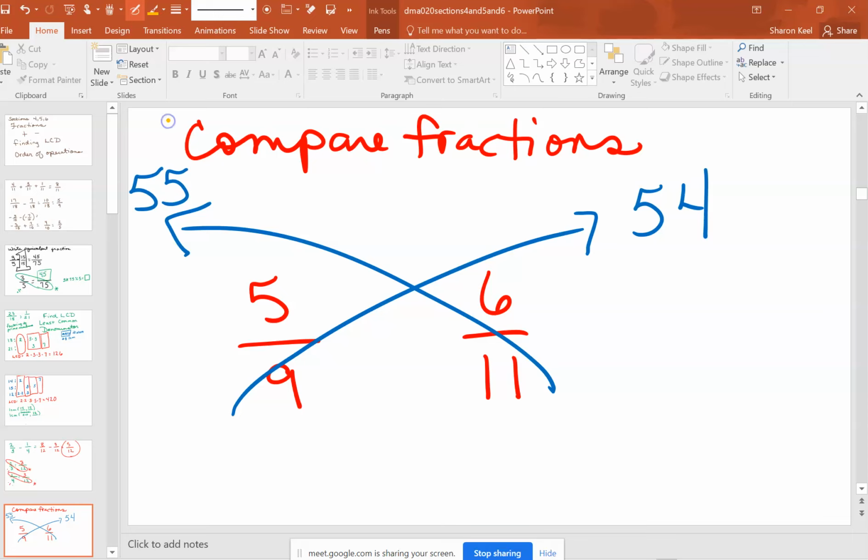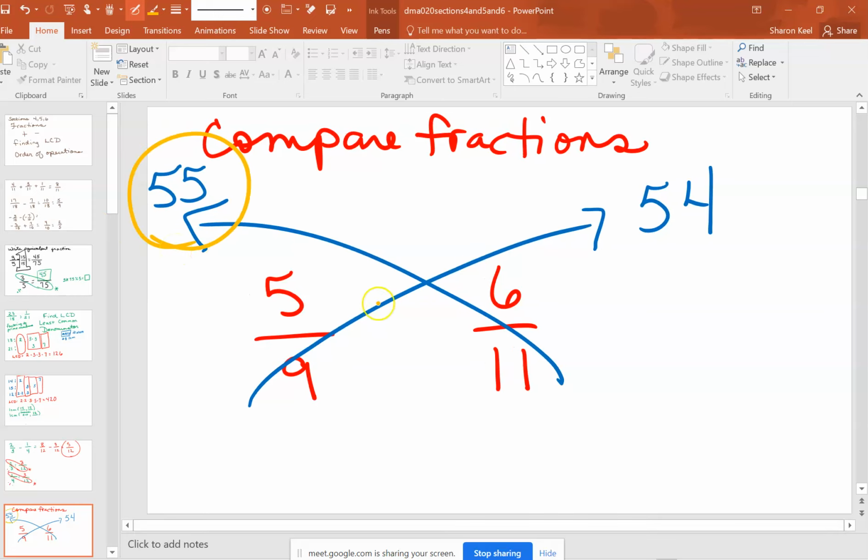Now ask yourself, which of these numbers is larger? The 55 is larger, so the fraction 5/9 is greater than the fraction 6/11. I just did a simple comparison when I cross multiplied. If what we had was the same number, it would be equal.